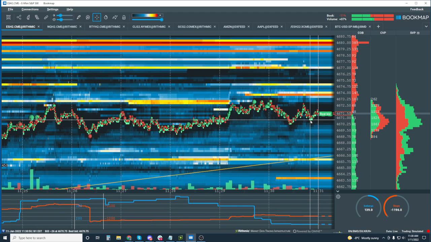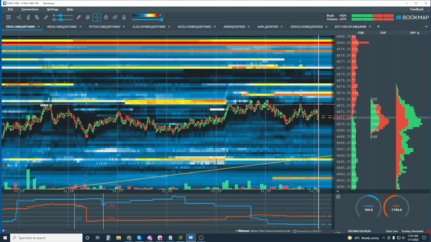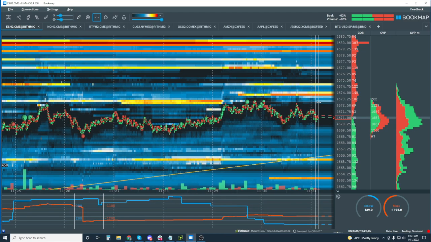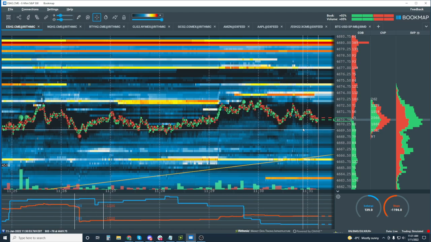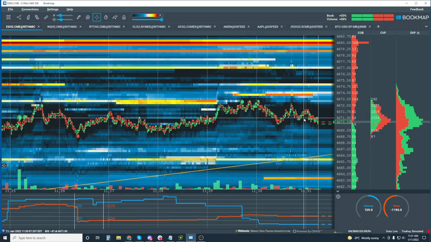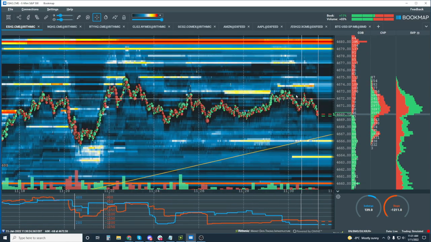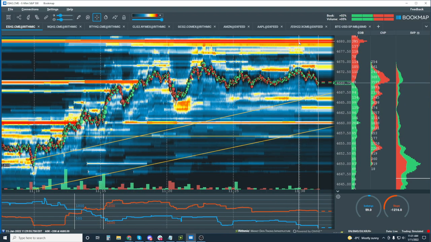Okay, not bad. Some exhaustion here. So let's see if we get buyers here. If we do, they should be able to move it right back to 46.72 and 3/4. And that's the exhaustion on both sides here. So anyway, you can see we're still looking for the bigger move here.